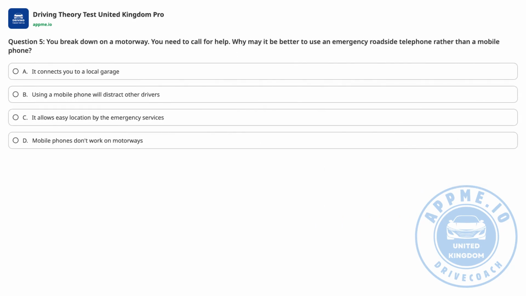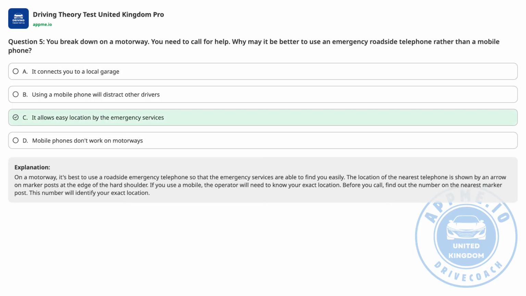Question 5. You break down on a motorway. You need to call for help. Why may it be better to use an emergency roadside telephone rather than a mobile phone? A. It connects you to a local garage. B. Using a mobile phone will distract other drivers. C. It allows easy location by the emergency services. D. Mobile phones don't work on motorways. The correct answer is C.